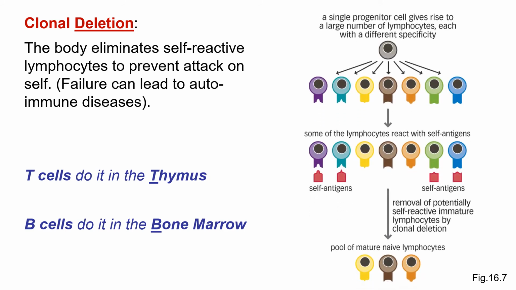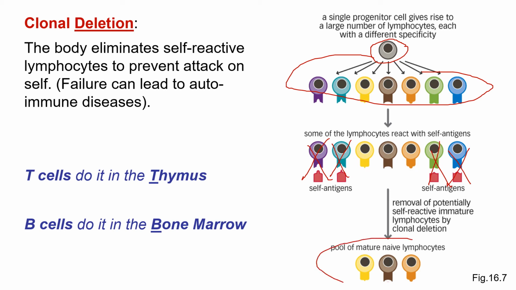Here's a little picture. You can see what's going on here is you have a stem cell, and it makes a whole bunch of these immune cells. And in the bone marrow or the thymus, we're looking and we're realizing that, okay, this one is going to react with ourself. This one too. We'll get rid of this one. We'll get rid of this one, and we'll keep these ones. So these are mature or trained lymphocytes that are ready for immune reactions. The other ones have been deleted or eliminated to remove potentially self-reactive cells.